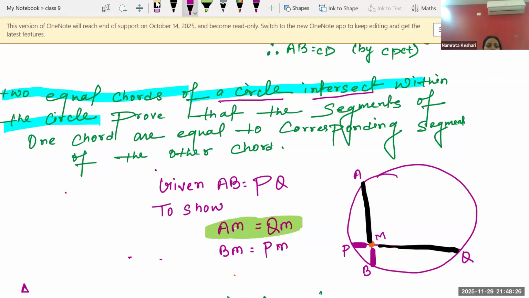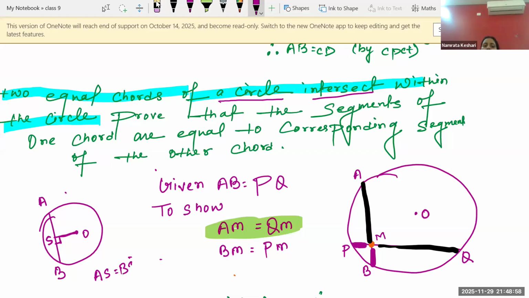First of all, this is a circle and there is a chord AB. From the center, we will be dropping a perpendicular on this chord. Let's say OS is the perpendicular. A perpendicular from the center bisects the chord. Yes or no? So we understand that AS and BS will be equal, nothing but half of AB. Right?